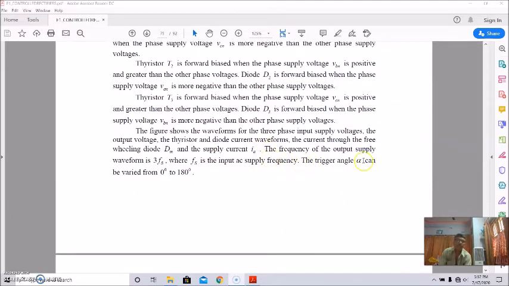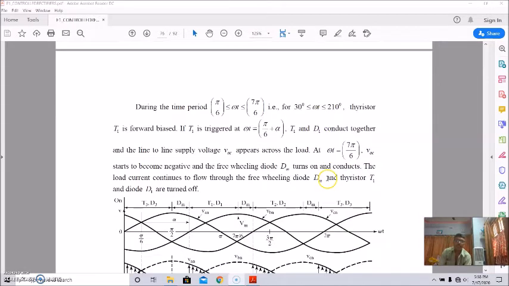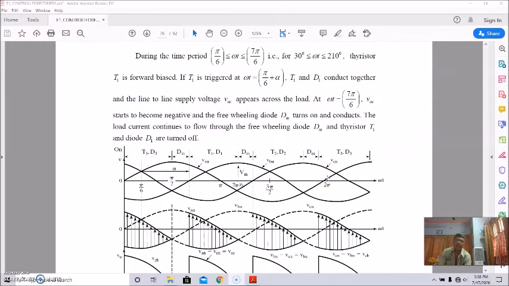So the frequency of the output supply waveform is 3 times the input supply frequency, and the trigger angle alpha can be varied from 0 degree to 180 degree. Actually this is when omega t is between pi by 6 to 7 pi by 6, that is from 30 degree to 210 degree. Thyristor T1 is forward biased, and if thyristor T1 is now triggered at omega t equal to pi by 6 plus alpha, that is here.